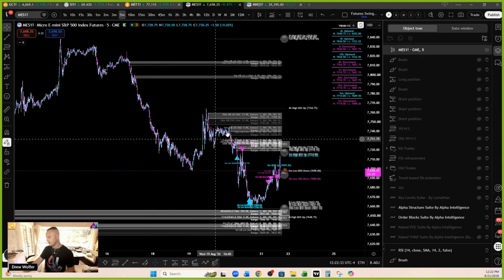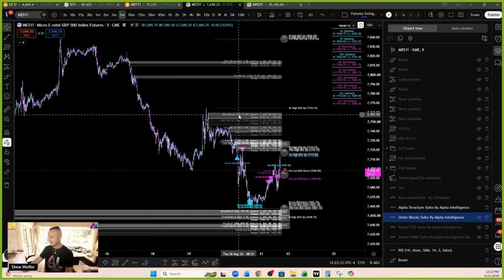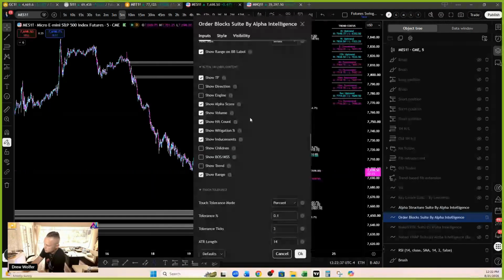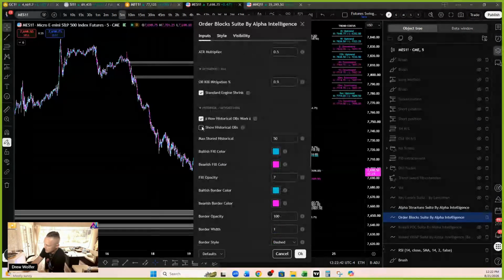Now, if you're wondering, can I see the old order blocks? Yes, you absolutely can, my friends. We don't hide anything from you. Come into the Order Block Suite by Alpha Intelligence, scroll down to historical/mitigated order blocks, and click the button that says show historical order blocks.